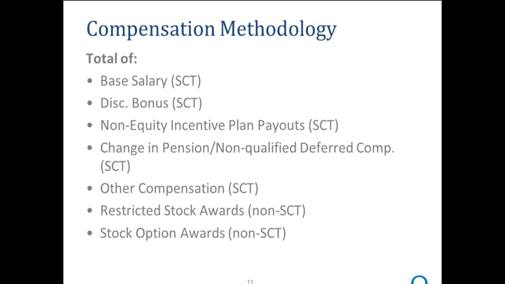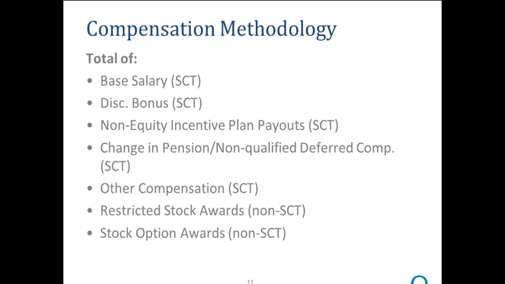Now, all of those are going to be pretty straightforward. They exist solely within the summary compensation table, with the exception of base salary, which in the past they have annualized as part of their methodology, and we would expect them to continue to do so. What I mean by that is, if a CEO joins in the middle of the year, they'll annualize his base salary for the full year. All of that information will come directly out of the summary compensation table.